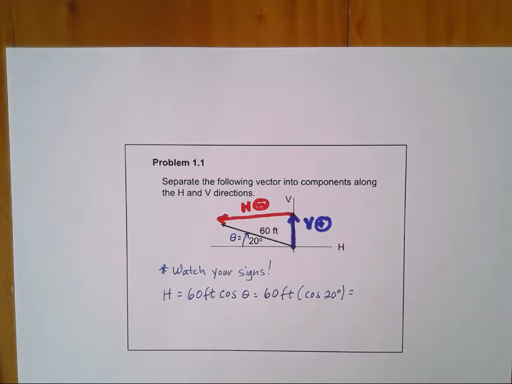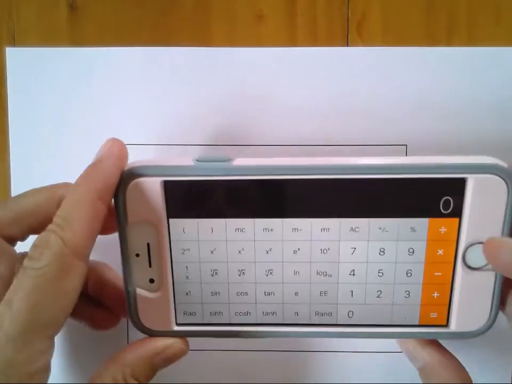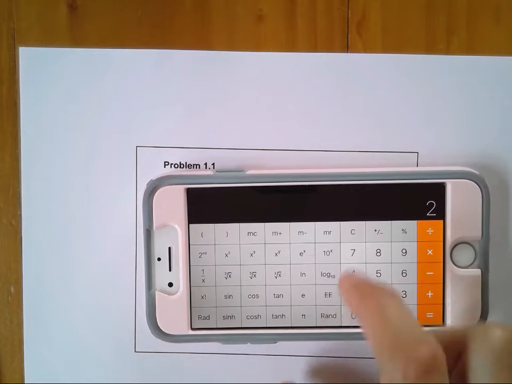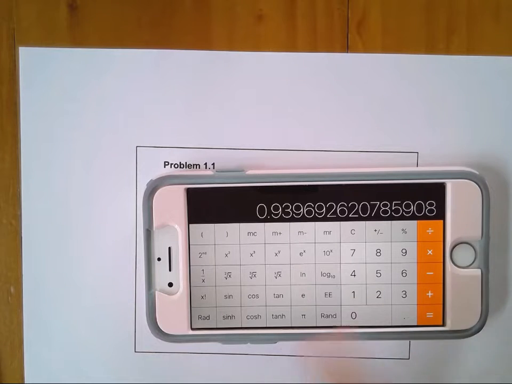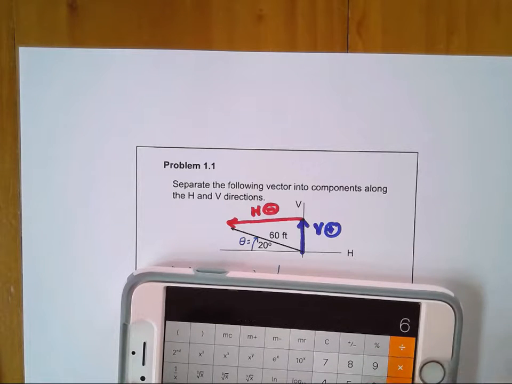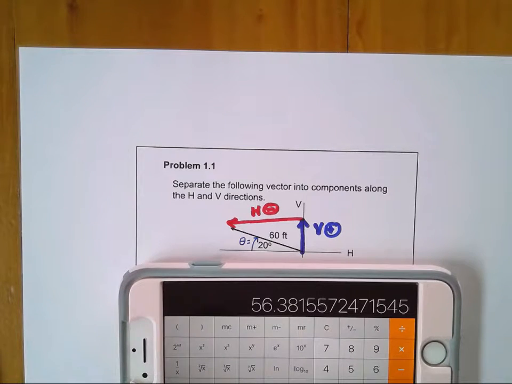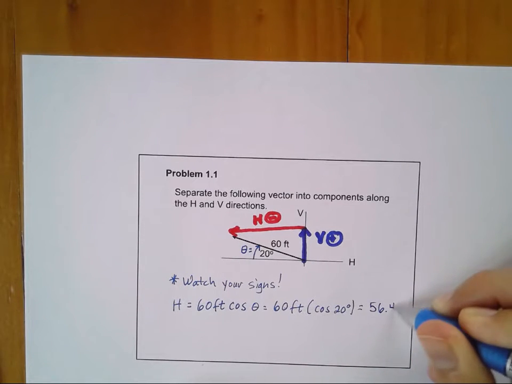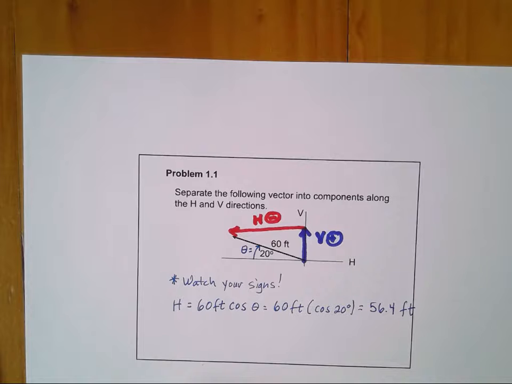I'll put that into my calculator, and you can do that along too with your calculator. And remember, if you forget your calculator sometime, most cell phones have a nice calculator I can use. I can take 20 cosine. I just have to turn it on its side to do that, and then I'm going to multiply that by my 60 feet. Okay, and we're just going to take this to the tenths place, so I have 56.4. Some of you sent me 56, that's fine, to 56.4 feet.